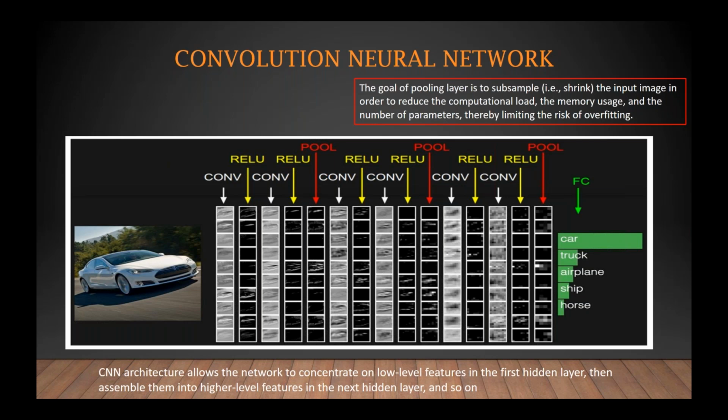So, in other words, the low-level features are something like edges and high frequencies, and the high-level features are more like object, face recognition, geometry, shape. The pooling layer here is just to shrink the image to reduce the load and limit overfitting.